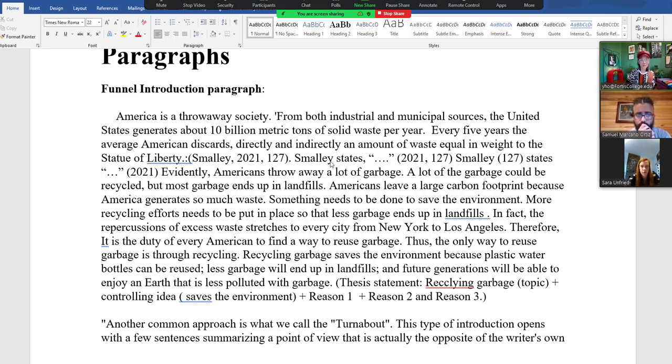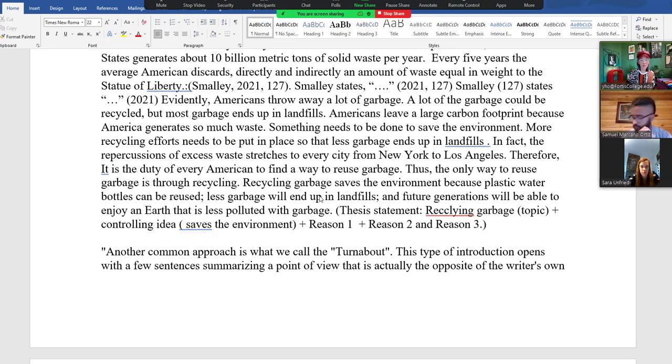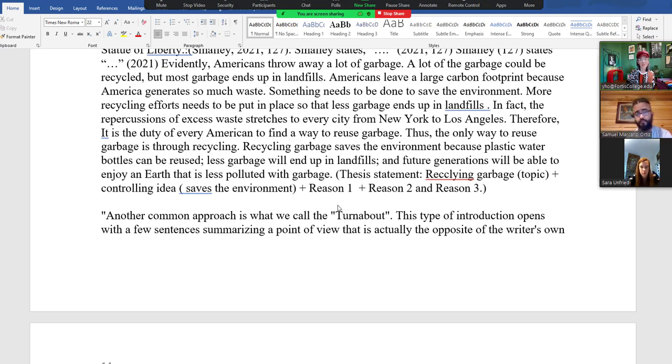Now, another common approach is what we call the turnabout. Can you hear the siren? We have so many fires in California. Yeah. So another common approach is what we call the turnabout.